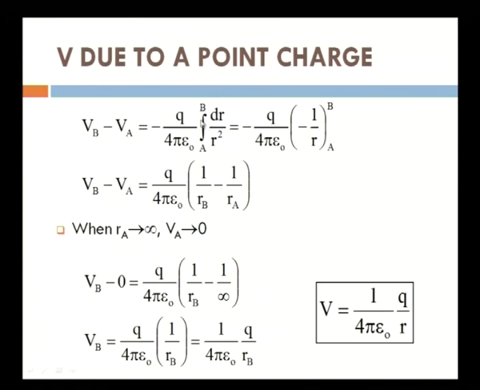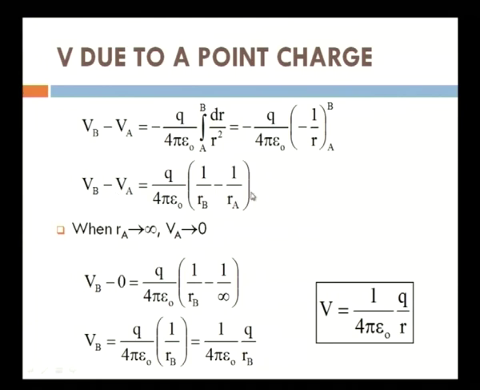We end up getting dr by r square inside the integral sign, and the q by 4 pi epsilon naught are all taken outside because they are constants, and this is the value of the integral. We apply the limits, and finally we get this as the expression for the potential difference between the points B and A here. So, this is the final expression for the potential difference between the 2 points.